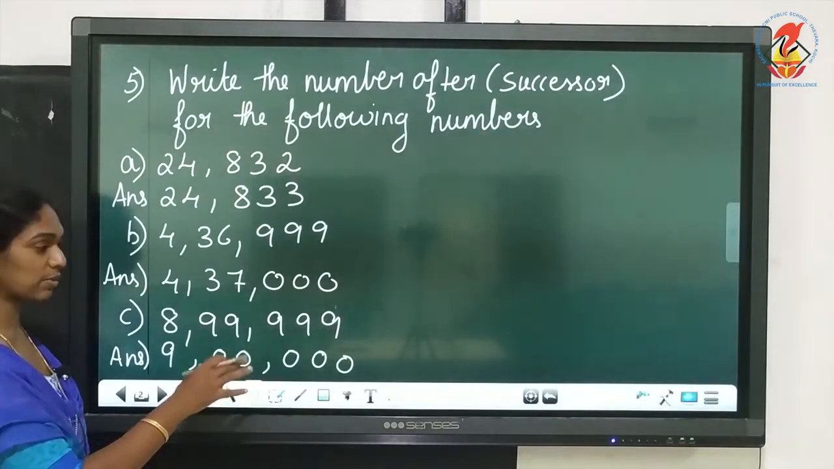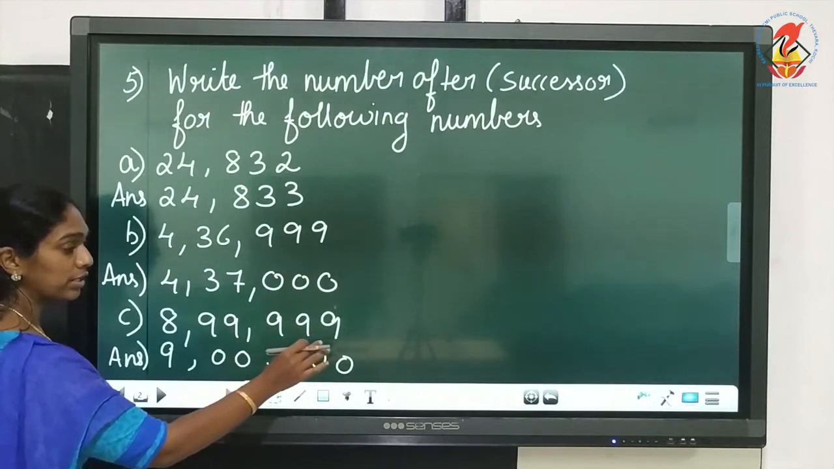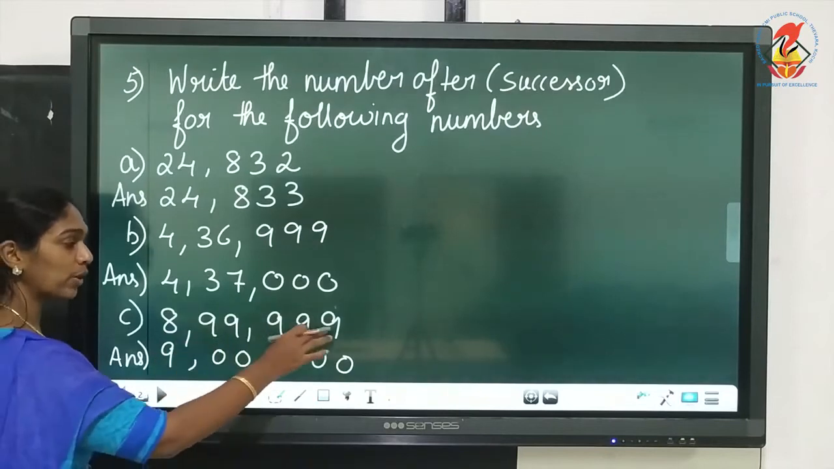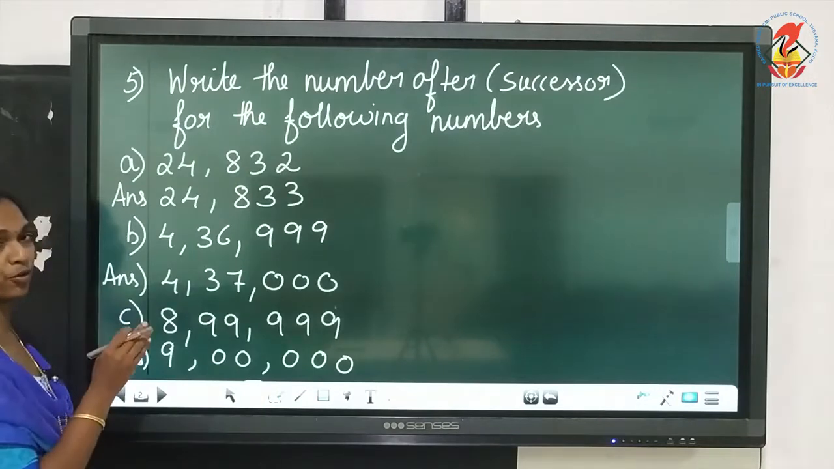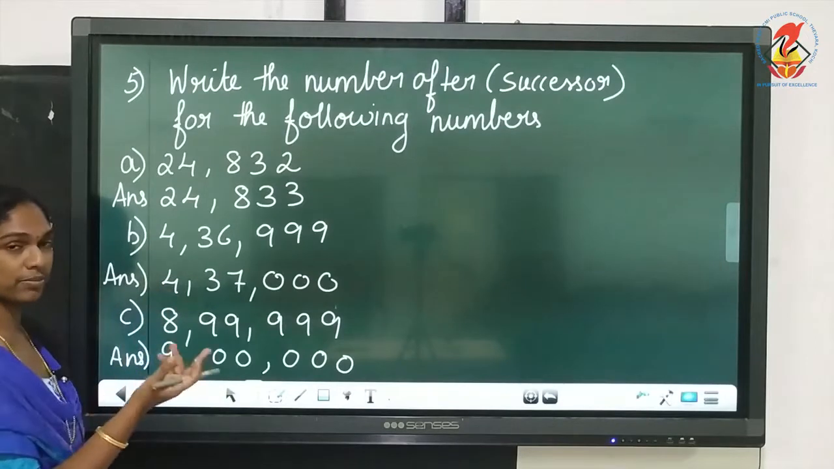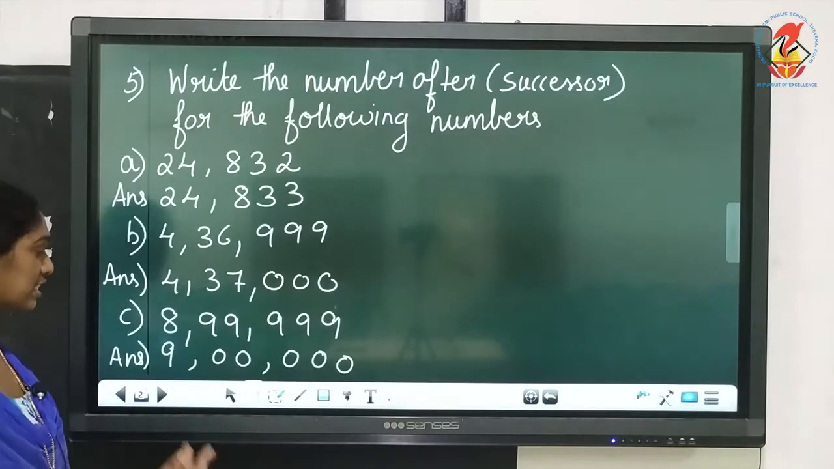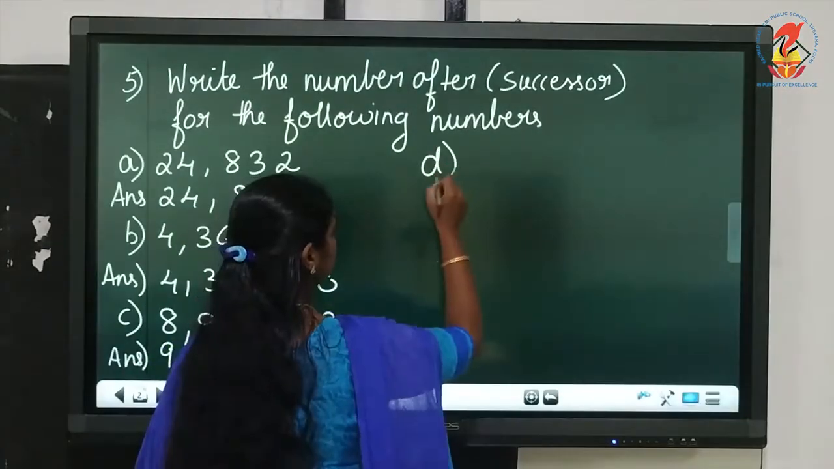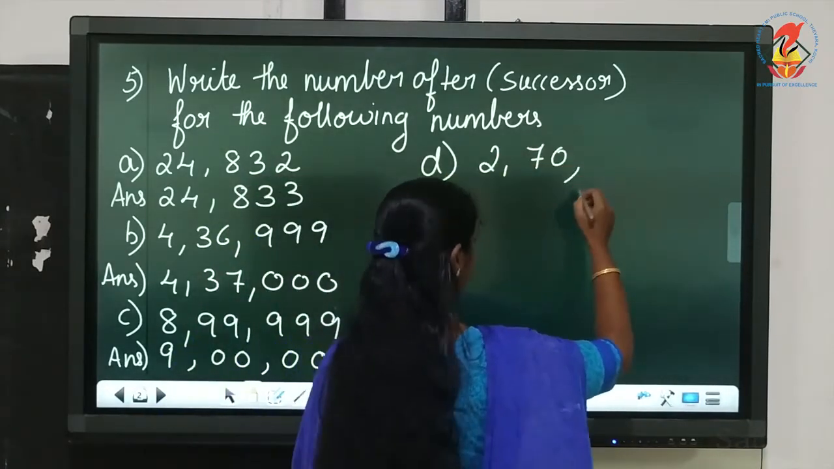Clear, children? So, keep this in mind when you are doing the successor. If you have 9s at the end of a number, you can make all those 9s as zeros and the number that comes before 9, you have to make it 1 more. So, here it was 8, 8 will become as 9, all these 9s become 0. Okay? That is an easier way to do. Now, you will do these 2 questions.